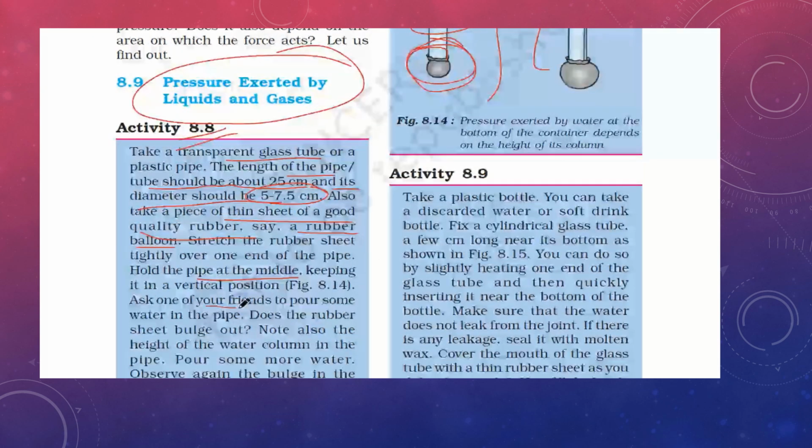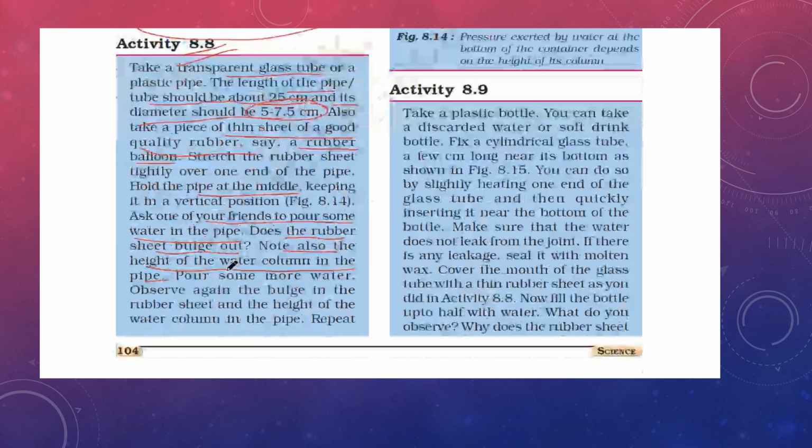Ask one of your friends to pour some water in the pipe. Does the rubber sheet bulge out? Note also the height of the water column in the pipe. Now pour some more water. Observe again the bulge in the rubber sheet and the height of the water column in the pipe.